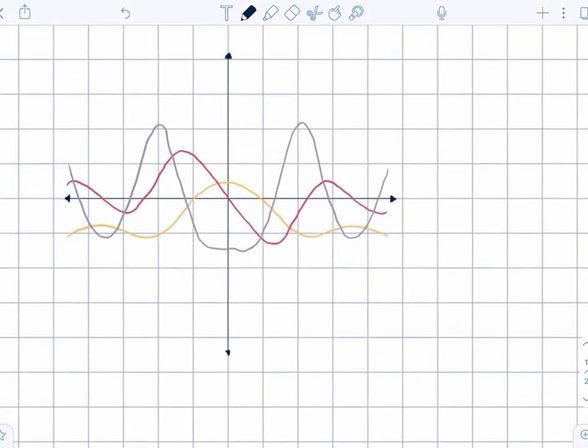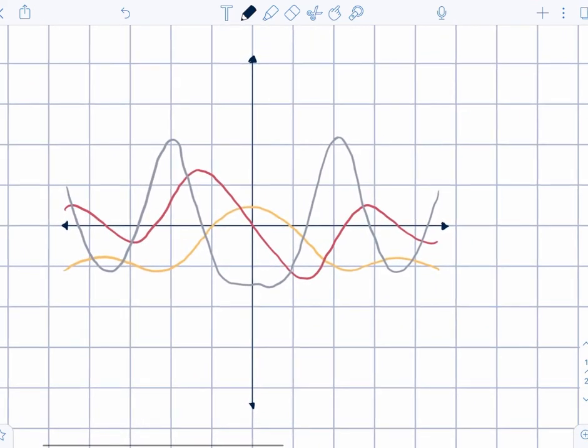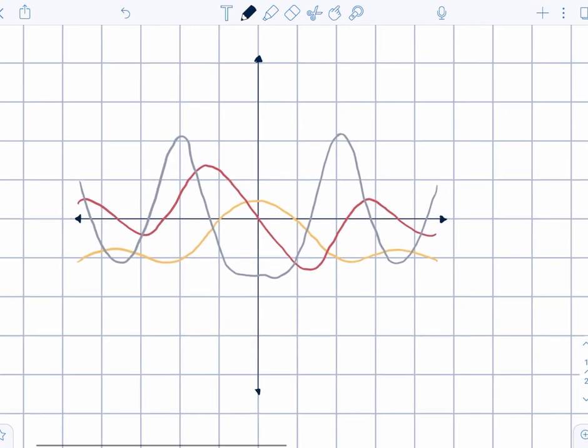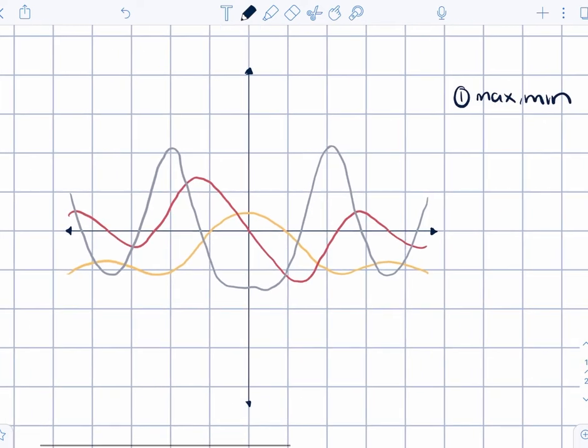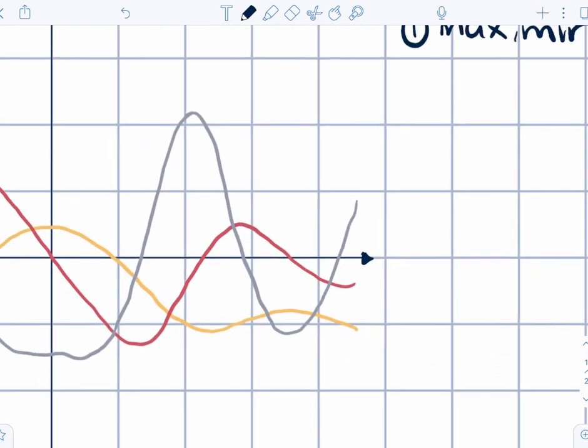And so the first thing that you see is a lot of lines. At first it can be kind of overwhelming, but if you take it step by step, it'll make more sense. So the first thing that you want to look at when you have something like this is where the maxes and mins are. So you want to choose one of the three graphs, any of them, and pretend that this graph is f of x.